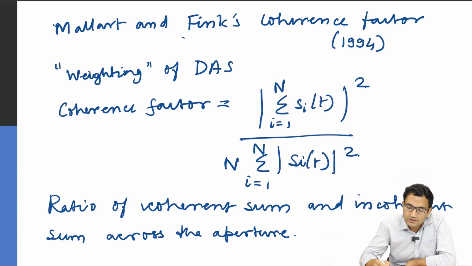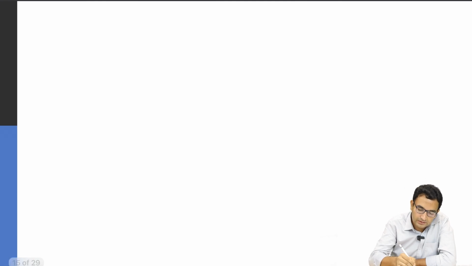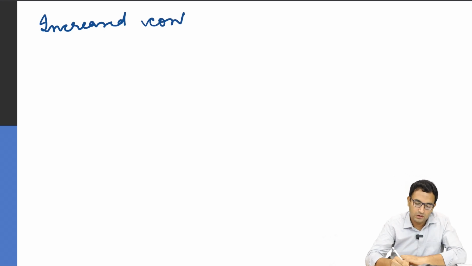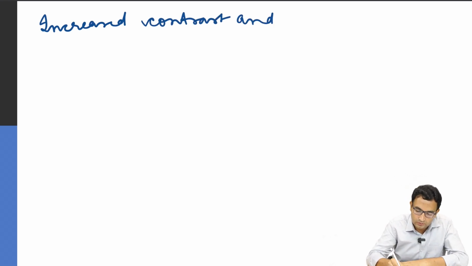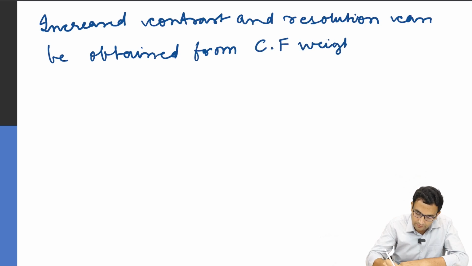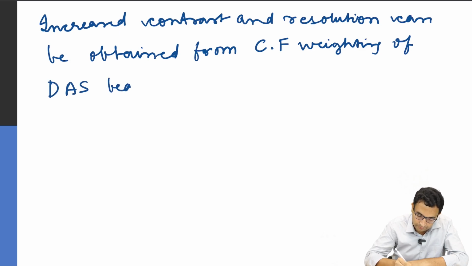So if you take the ratio of this coherent sum and incoherent sum and use it as a weighting factor, it improves performance. Why does that happen? Let's discuss that. I'll write it first. Increased contrast and resolution can be obtained from coherence factor weighting of DAS beamformer.